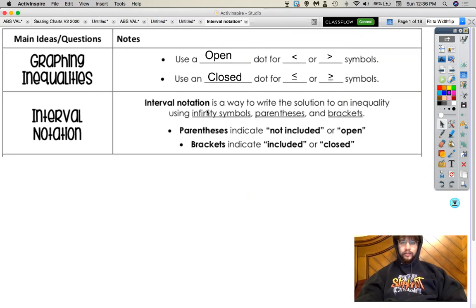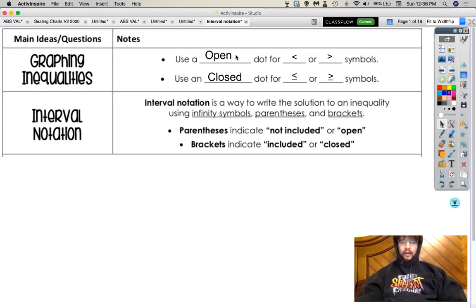Now, with interval notation, this is going to be new for most of you. We use parentheses, infinity symbols, brackets, and commas to represent a set of numbers. We're going to do a lot of practice with these because it is extraordinarily important. This is how you're going to represent sets of numbers, okay?